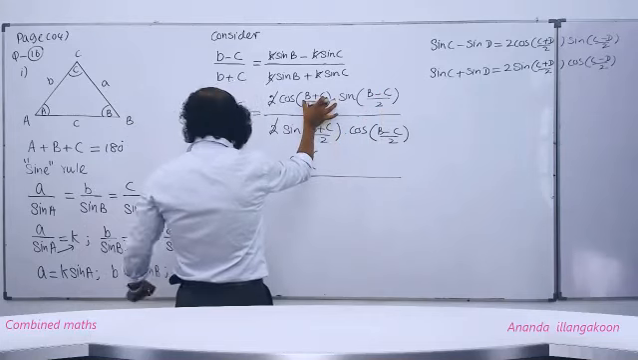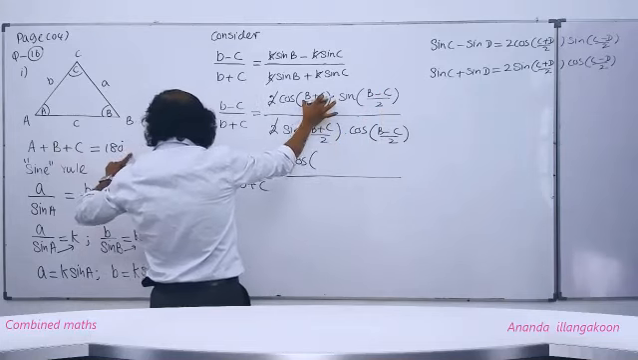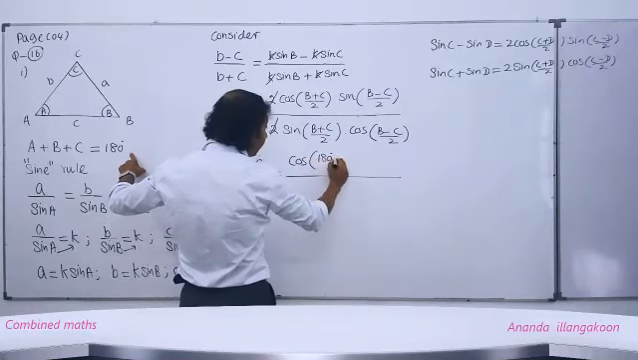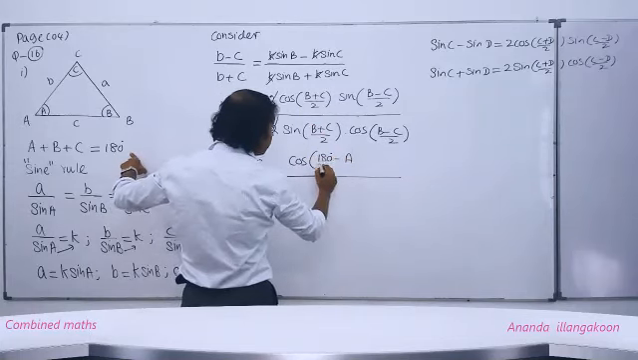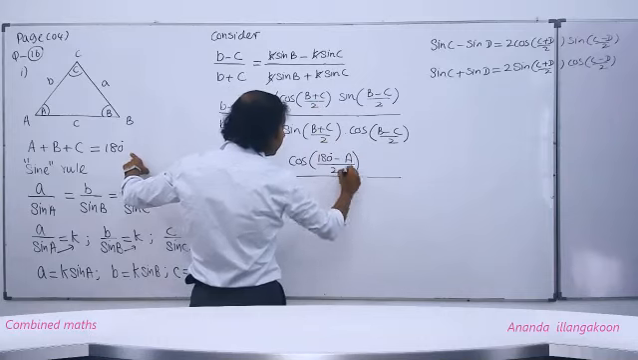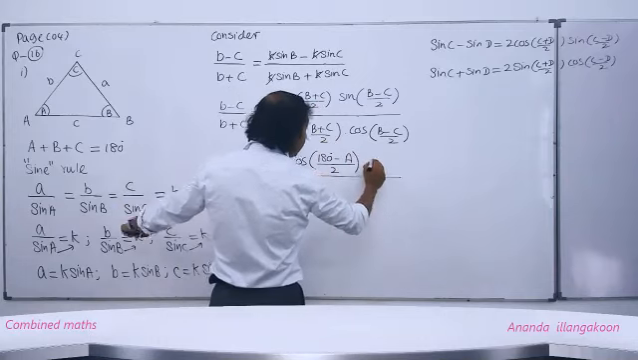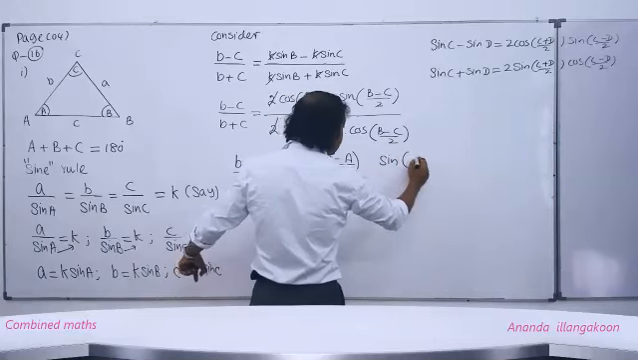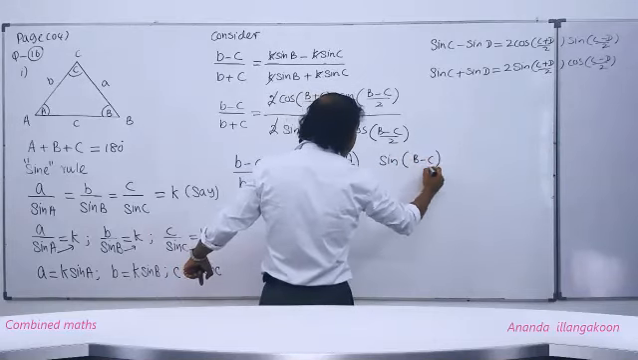B plus C, take this A to the right hand side. It's now (180 minus A) divided by 2. And sine (B minus C) divided by 2.